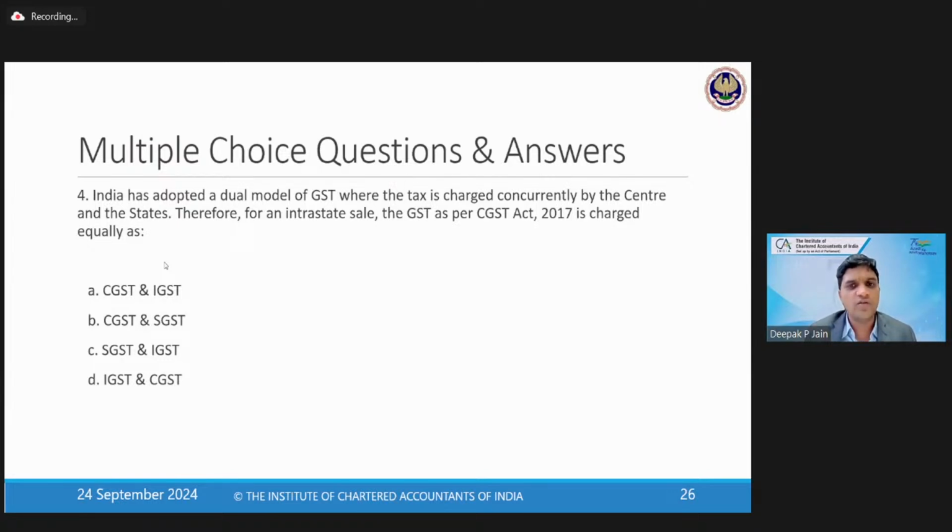If you are saying A, if you are saying B, the correct answer is B. Why are people saying A? On an intra-state transaction, what will you levy? You will levy CGST and SGST. When you are making an interstate transaction, you levy only IGST. So always remember, interstate transaction, you will levy IGST. On an intra-state transaction, it will be CGST and SGST. And IGST is always equal to C and S.